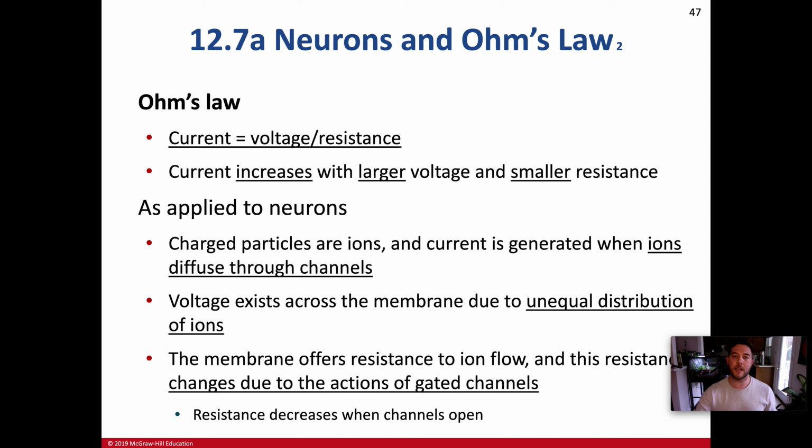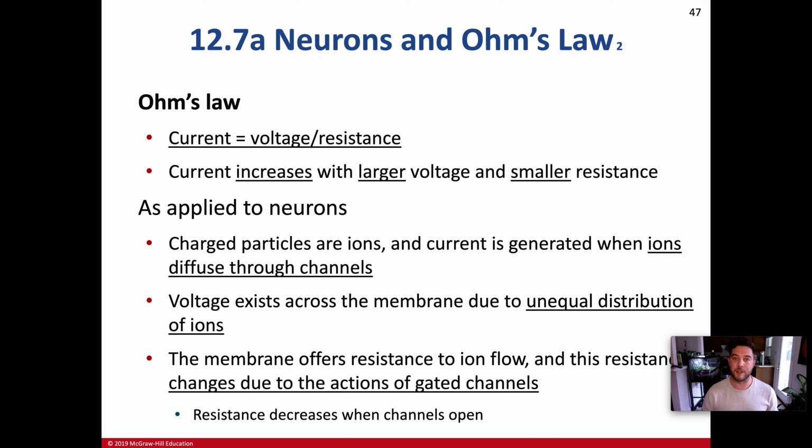So when we look at applying that to neurons, with neurons, charged particles are the ions, the sodium, potassium, chloride, calcium, and the current is generated when those ions diffuse through channels, all those channels that we just talked about. The voltage exists across the membrane due to unequal distribution of those ions. Because we have concentration gradients, we have those pumps, the sodium potassium pumps and the calcium pumps establishing concentration gradients, there is a voltage difference across the plasma membrane.